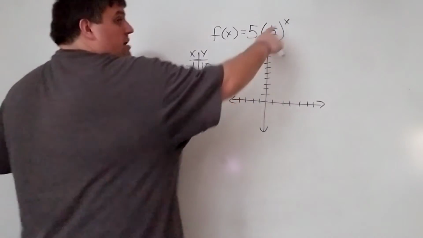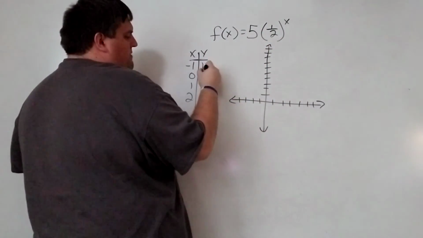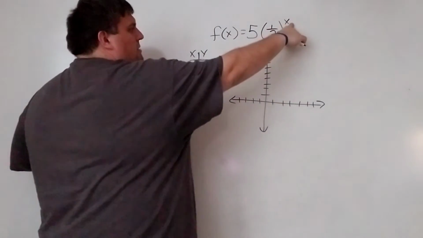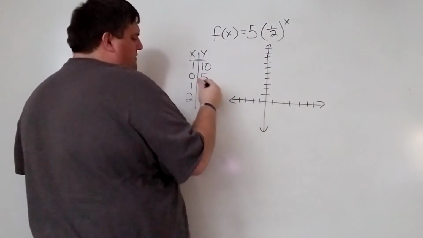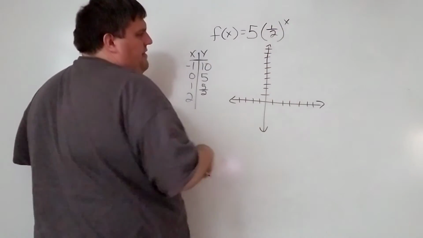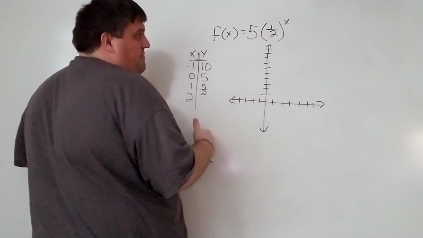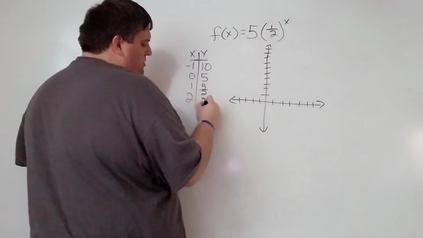When I plug in 0, we get our initial value. 1/2 to the 0 is 1. 1 times 5 is 5. We expected that. When I plug in 1, 1/2 to the first is just 1/2. 1/2 of 5 is 5/2. And when I plug in 2, that would give me 1/2 times 1/2 is 1/4. 1/4 times 5 would be 5/4.